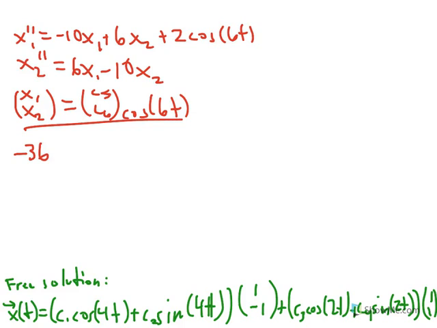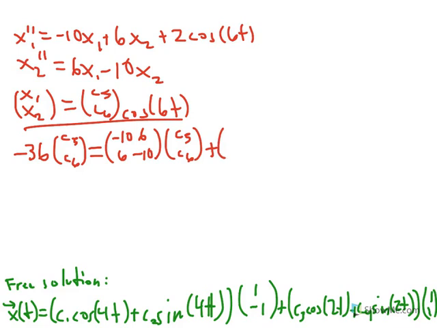We get negative 36 times C5, C6 equals the matrix negative 10, 6, 6, negative 10 times C5, C6 plus 2, 0.